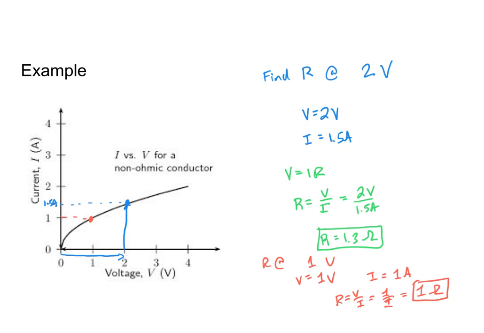And because of this nonlinear relationship, usually when we are solving these non-ohmic resistor problems, we are actually going to be using the graph, or you are almost always going to have a graph, and you are going to use that graph to figure out your voltage and current and use that to calculate resistance.